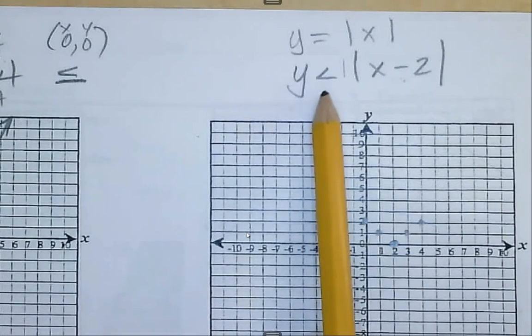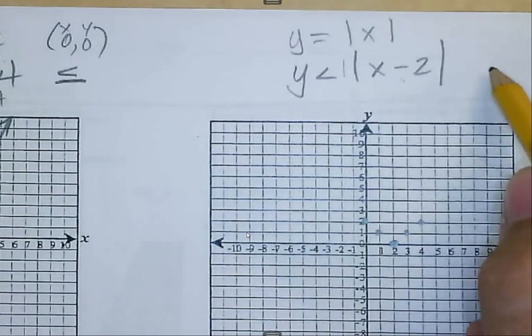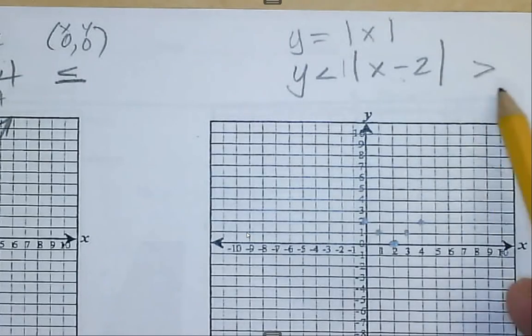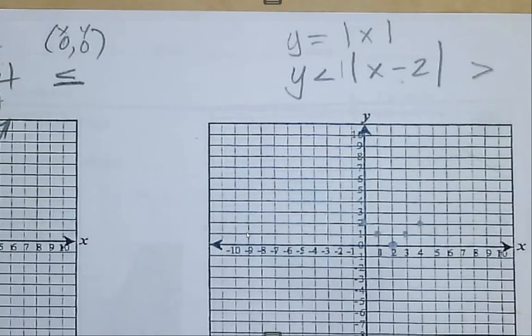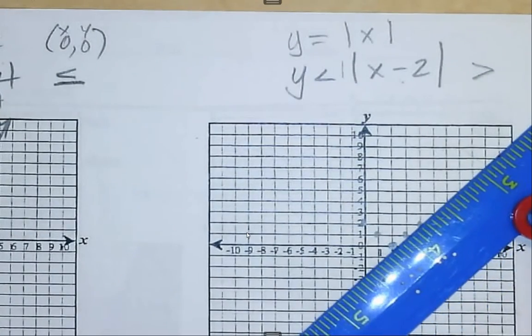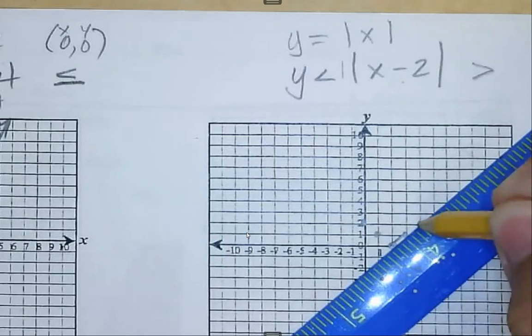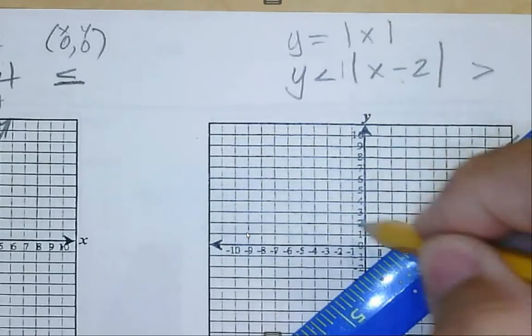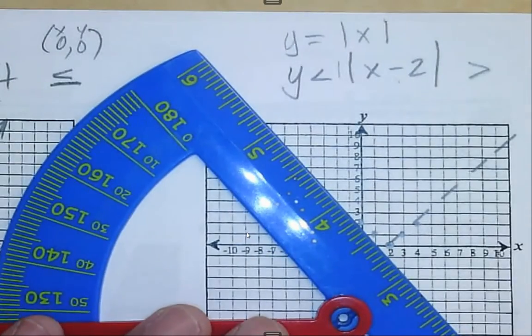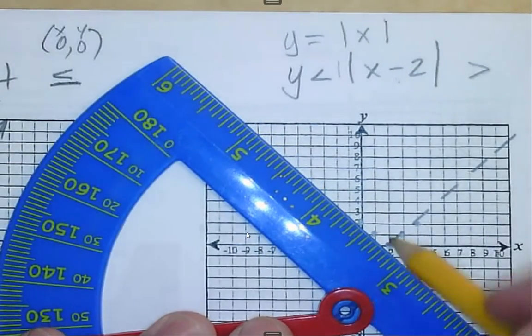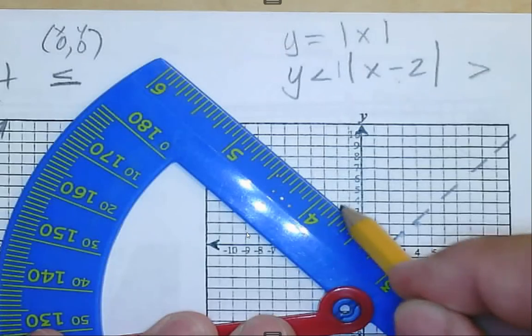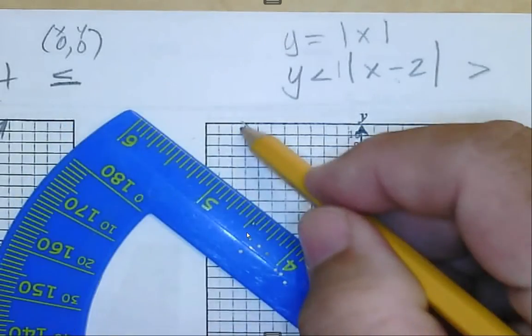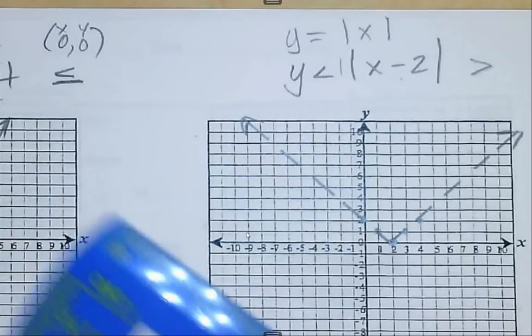Now, here's the thing. Notice right here, I do not have a line underneath this. This is just less than. So when we have this situation with less than or even greater than, with no line underneath it, then we have to remember that this has to be a dashed line. It's not a solid line. So again, I'm going to use a protractor, and I'm just going to come in and make some dashed lines. And there we have it. There's our graph of our absolute value function.